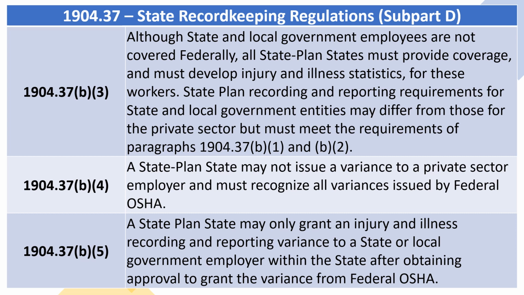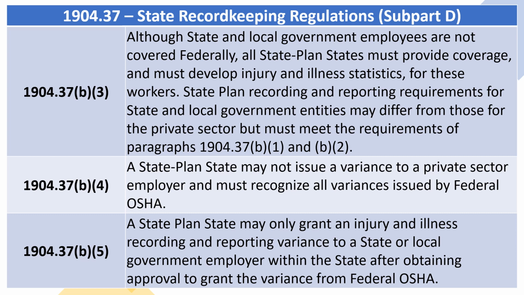1904.37(b)(3): Although state and local government employees are not covered federally, all state plan states must provide coverage, and must develop injury and illness statistics for these workers. State plan recording and reporting requirements for state and local government entities may differ from those for the private sector but must meet the requirements of paragraphs 1904.37(b)(1) and (b)(2).